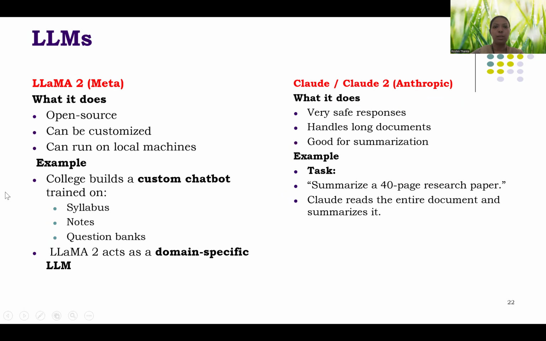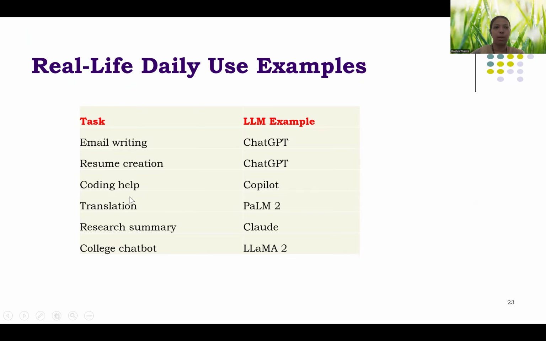I hope the summary is clear. So these are some real life examples. If you want to write an email or general content, you can go for ChatGPT. Coding means you can go for Copilot. Translation, since PaLM is good at multilingual, you can go for PaLM. Research summary, Claude is good, right? It is able to read large documents. College chatbot, you can go for Llama because you are able to customize it.